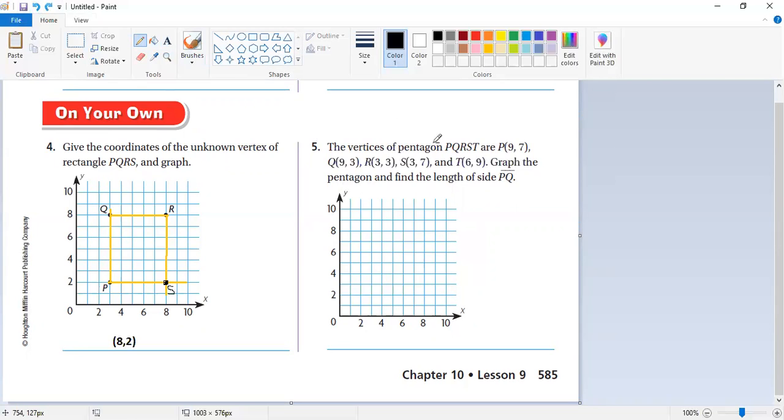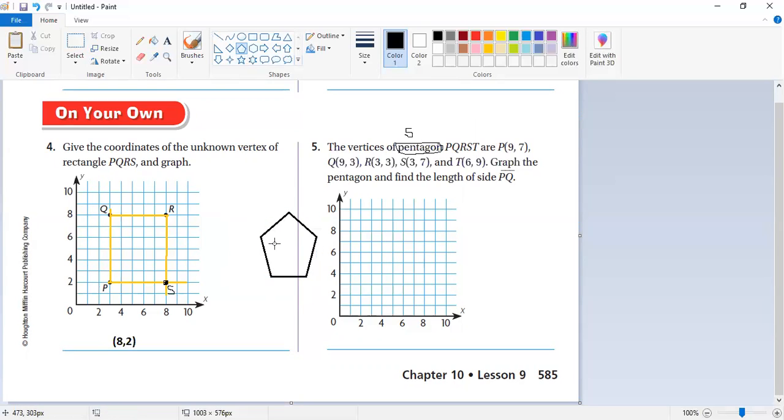Okay, so let's circle pentagon. How many sides does a pentagon have? There's the previous lesson we learned. How many sides does the pentagon have? A pentagon has 5 sides, and it looks like this. This is a pentagon. See how many sides? 1, 2, 3, 4, 5.